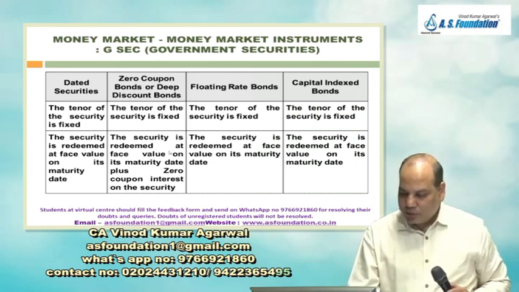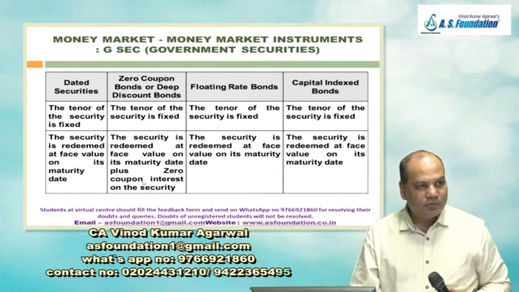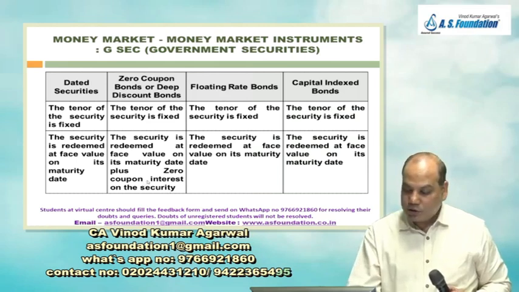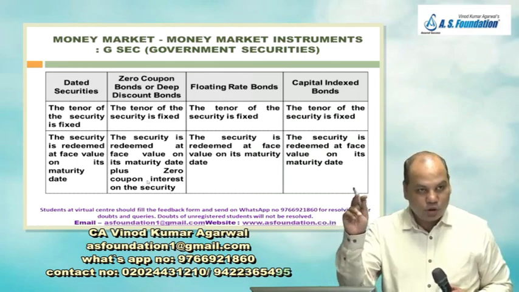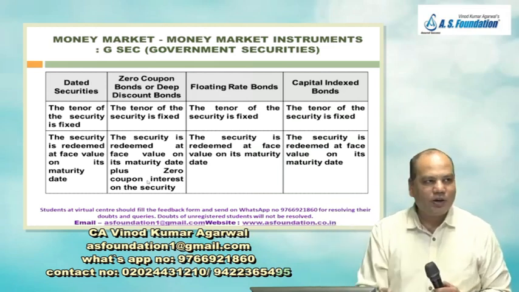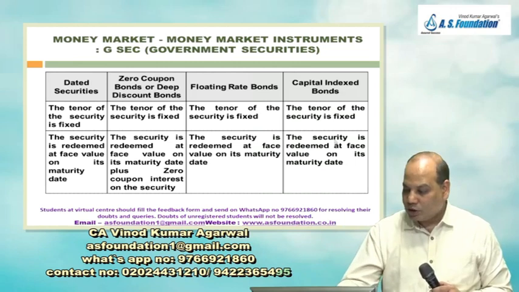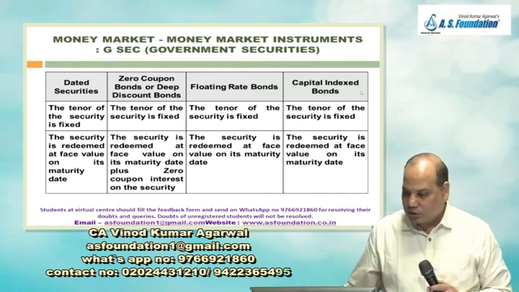This security is redeemed at face value on the maturity date, plus zero coupon interest on the security. No interest is paid. The difference between the issue price and the face value itself is the income of the investor. And floating rate bond, the security is redeemed at face value on maturity. Capital index bond, the security is redeemed at face value on the maturity.